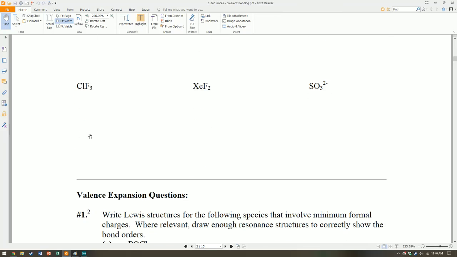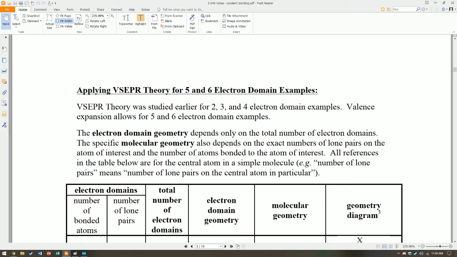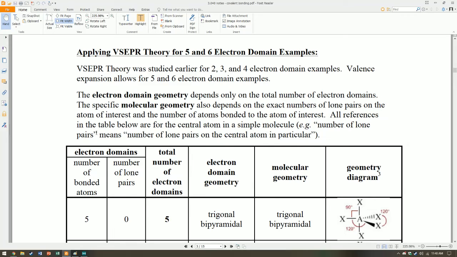So that's the idea of valence expansion. Now, if we go back to that last example, know that there were five electron domains there, and we don't know how to determine the geometry for it. So this is what the next couple sections will be dedicated to doing.